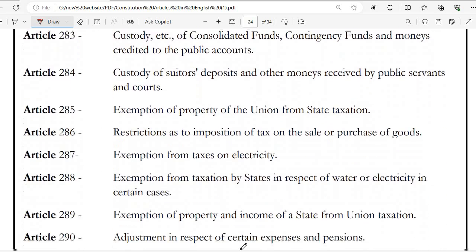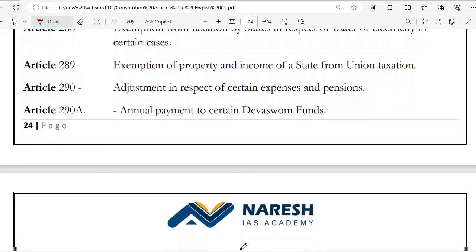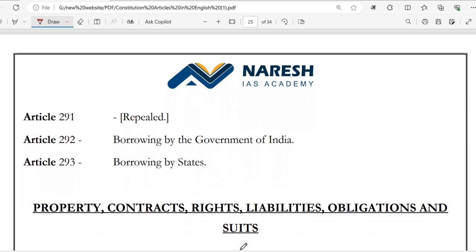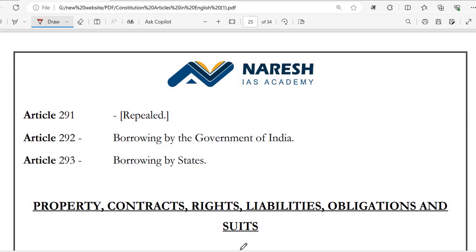Now this is not important for extent. Right. Article 293, borrowings power. Article 292, the borrowings by the Government of India. The Government of India can borrow money from abroad, but the state governments are not allowed. The borrowing by states from the Union government or other state governments.